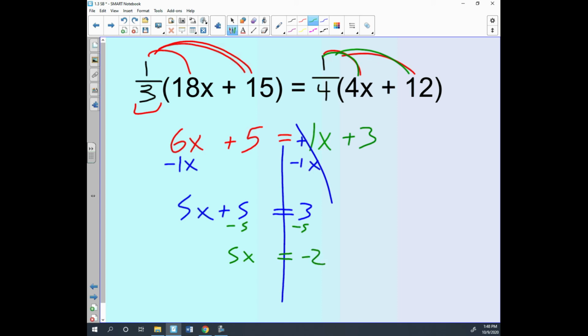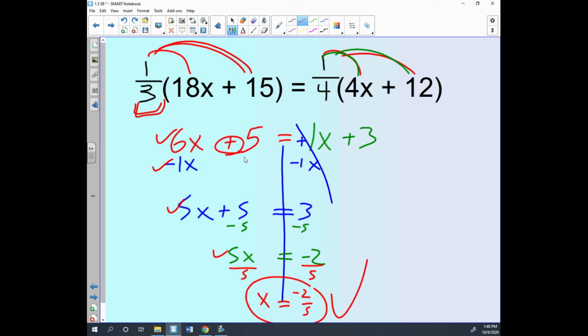This one's going to be weird. Okay? When we divide by 5, we're going to get negative 2/5. Now, you might think you did it wrong, but just go back and double check your steps. Okay? Did you do that calculation right? Are your pluses and minuses right? And if you did every step right, which we did, guess what? Your answer is going to be right too. Okay? So in that case, the answer is negative 2/5. Got to trust your math skills.